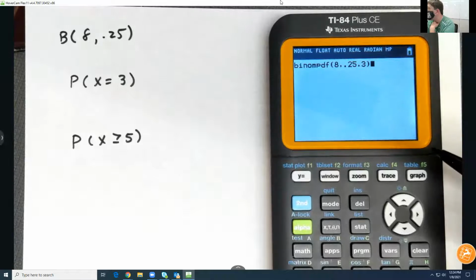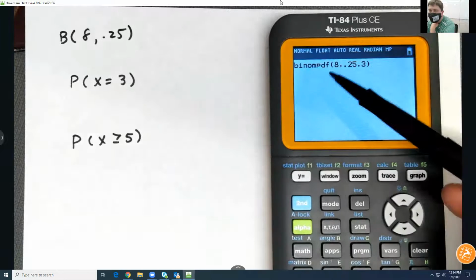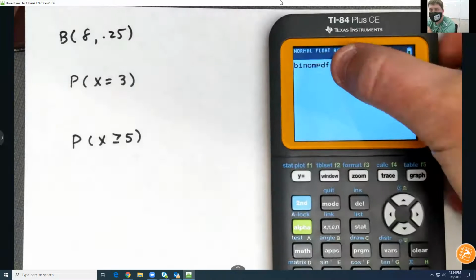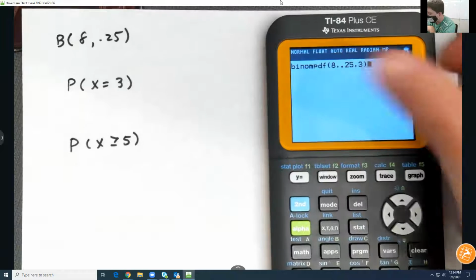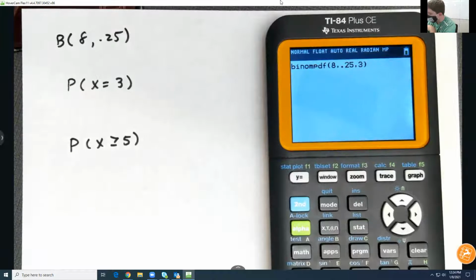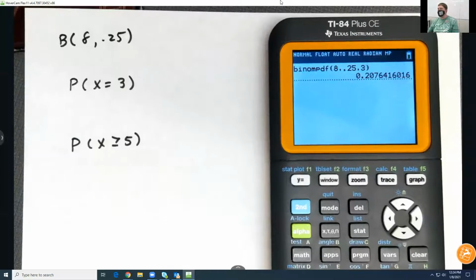Yes, ma'am. So 2nd, VARS, and it's near the bottom. So it's like A, B, somewhere in there. But usually what happens, Maddie, is that all it'll show you is just this, with the little parentheses. And so then I'd go down here, I'd press 8 because it wants your N first, and then there's a comma button. And then it wants your P second, so 0.25, and then comma, and then your X value. So it still works exactly the same. You're just going to have to be a little bit more computer programming with it. Press enter, you're done. That's your answer.